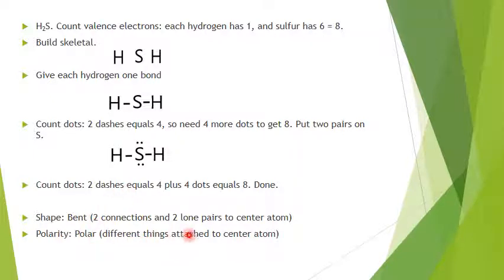The polarity is polar. It has different things attached to the center atom. Now, be careful here. It looks like it has the same things, it looks like it has just 2 hydrogens, but it also has lone pairs. So lone pairs count as a thing. So the center atom has lone pairs and hydrogens. So this is a polar molecule.